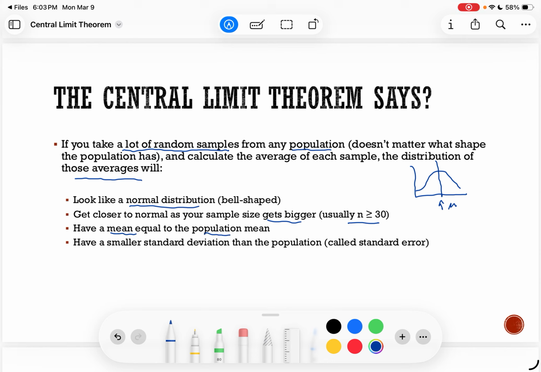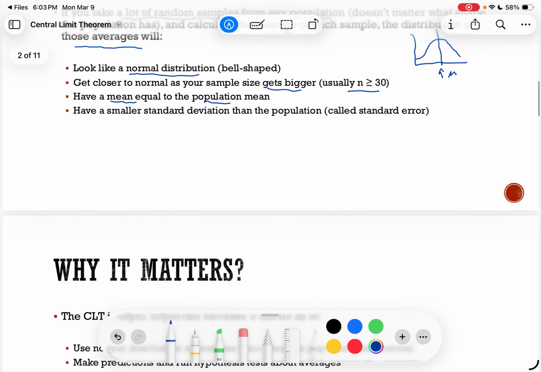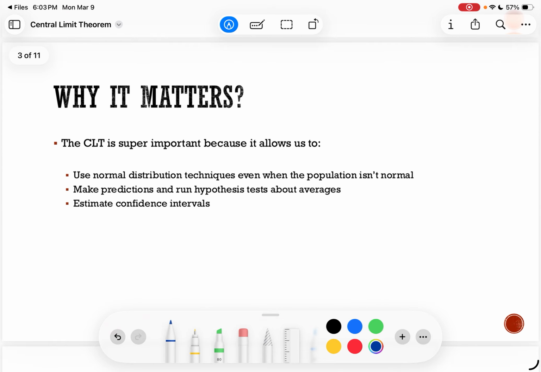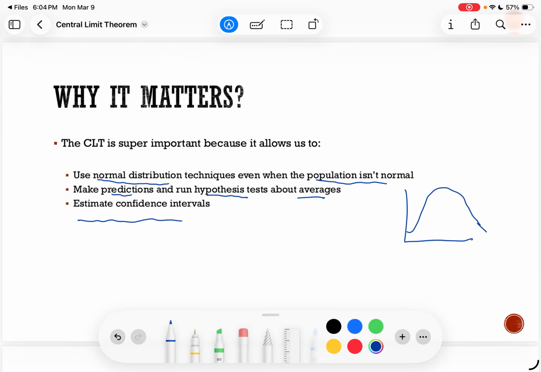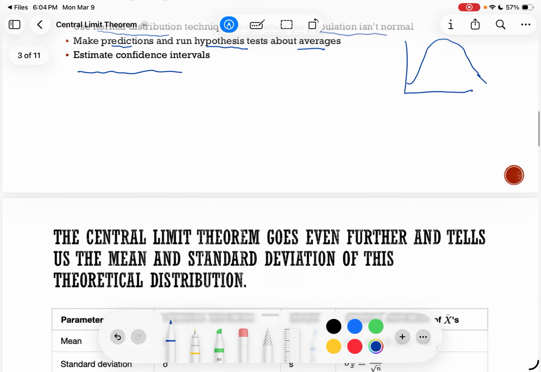You'll have smaller standard deviations than the population, the standard error. We know that from our past. Why does this matter? It's super important because it allows us to use normal distribution techniques even when the population isn't normal. We can make predictions and run hypothesis tests on averages, and we can estimate confidence intervals. So again, we can use the normal distribution technique. Really helpful to us, the curve.